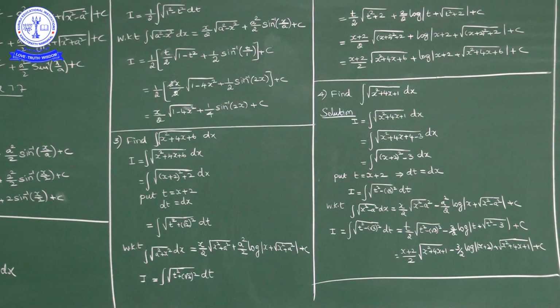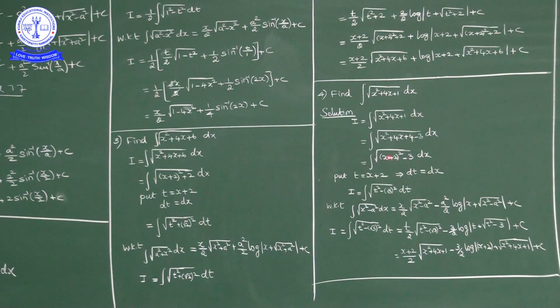I'll repeat once again. What is the given question? Find integral square root of x square plus 4x plus 1. Okay, so x square plus 4x plus 1 I will write as 4 minus 3. So what we get is integral square root of x square plus 4x plus 4 minus 3. Okay, so x square plus 4x plus 4, what can we write? x plus 2, no? x plus 2 whole square. So this is integral square root of x plus 2 whole square minus 3 dx.